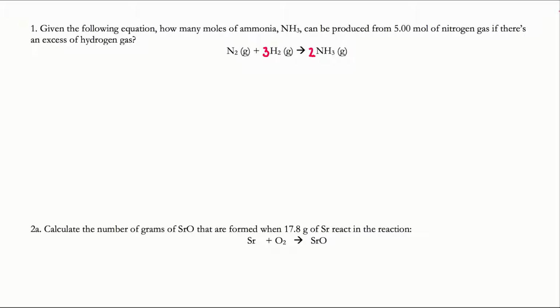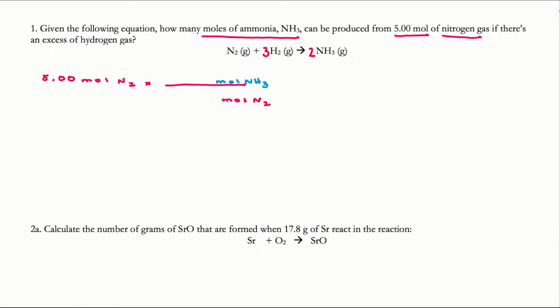Now, in order to go from moles of my given of nitrogen gas into moles of ammonia, which it's asking for, I need to set this up properly. So I have 5.00 moles of nitrogen gas, N2. And I'm going to get into moles of NH3. And I know that relationship based on my balanced reaction. So I'm going to put moles of N2 on bottom, and I'm going to put moles of NH3 on top.